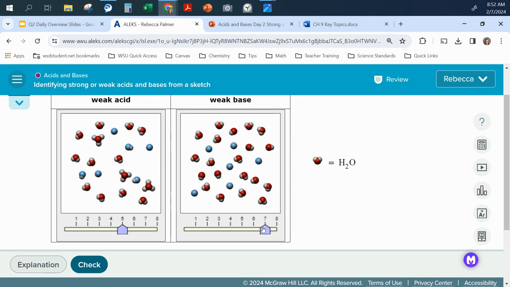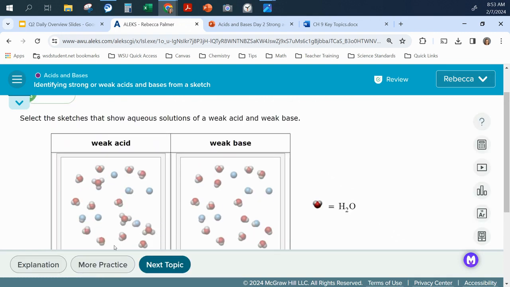This is not showing anything. This is showing a strong base because all of these ions are split off from hydroxide. And then this is just showing nothing, just an ion in solution. So let's go back to 5. This would be my weak base. Okay, questions on that? I think the weak base is the most confusing. If you can get the weak base, then you've got it.